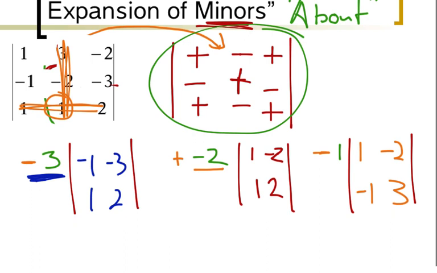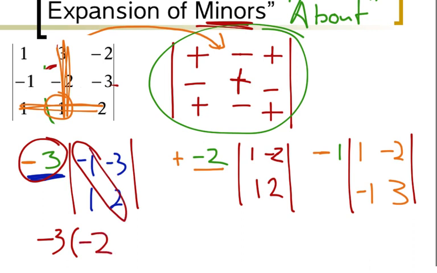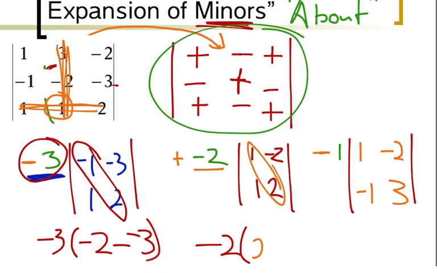So let's find the determinant for each one, and then we're going to multiply that determinant by whatever number's out in front. So basically I'm going to take -3, and I'm going to times it by -1 times 2, which is -2, minus -3. And then I'm going to take my -2 over here and times it by my 2 times 1, which is 2, minus -2.